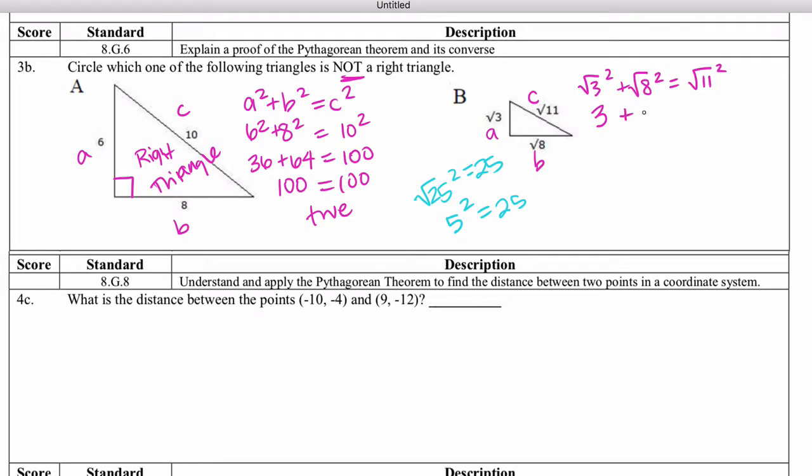Then we've got the square root of 8 squared, which is 8. The square root of 11 squared is 11. And look, 11 equals 11. That is a right triangle.